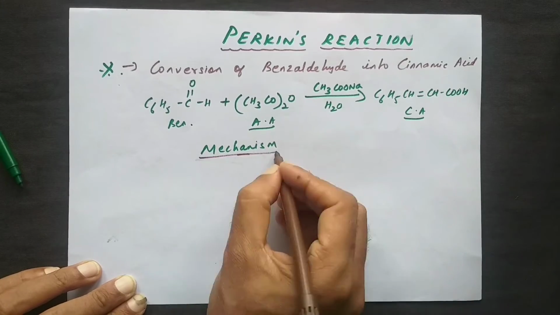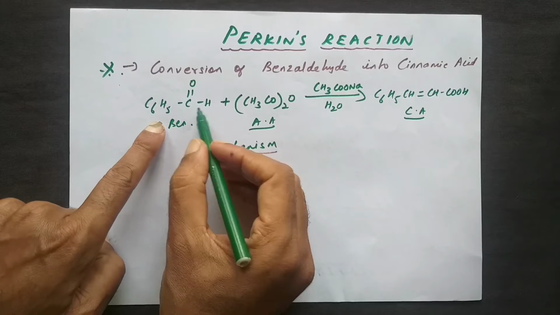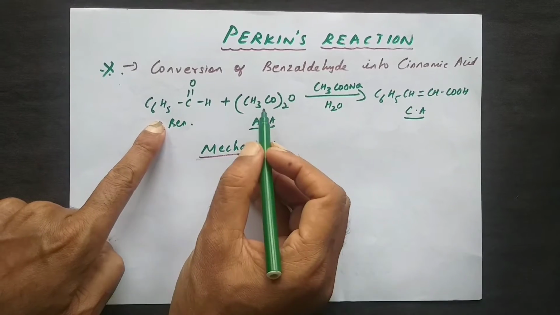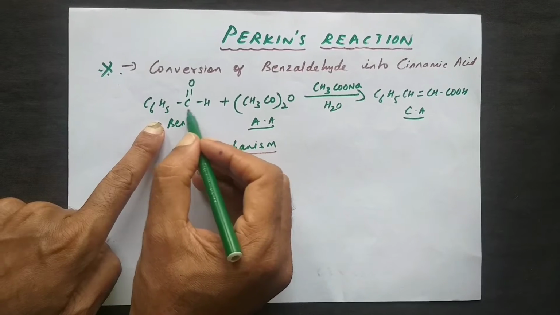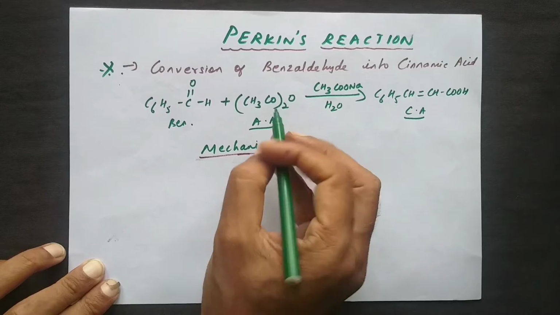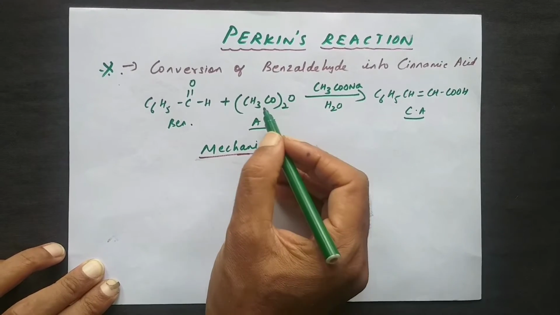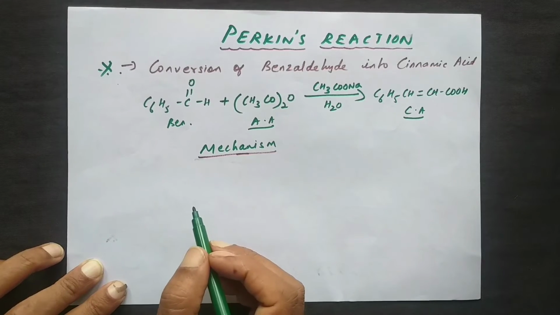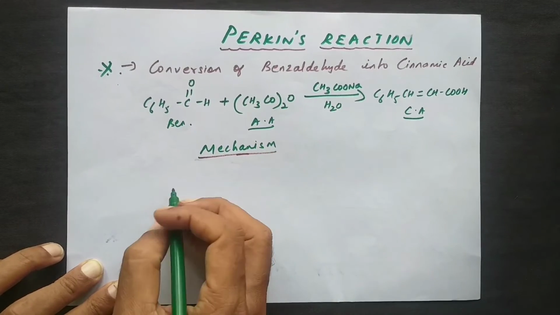So the mechanism. Because we are taking these two things, benzaldehyde and acetic anhydride, we know that in benzaldehyde the carbon will have the positive charge and the oxygen will have the negative charge due to electronegativity. So here we have to generate a carbanion. Before that, let us understand the structure of acetic anhydride.